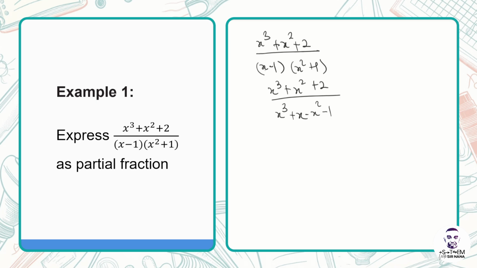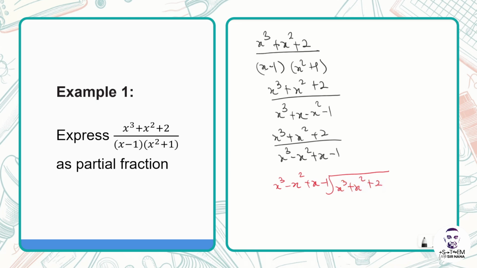So we can rewrite this as x cubed plus x squared plus 2 all over, let's group like terms here, or let's order the powers well: x cubed minus x squared plus x minus 1. So this implies that in long division form, the divisor is going to be x cubed minus x squared plus x minus 1, and the dividend in this case is going to be x cubed plus x squared plus 2.